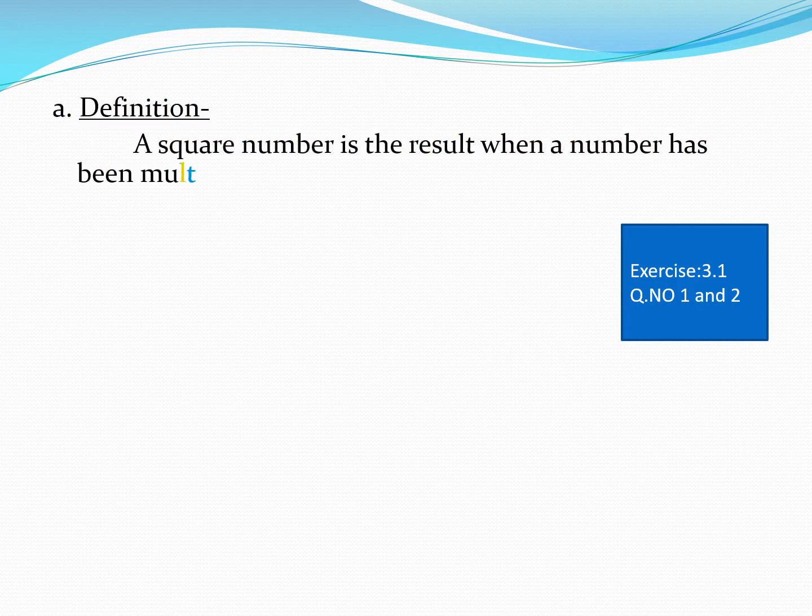When you read the definition, it is given as: a square number is the result when a number has been multiplied by itself. In simple terms, it means that the product or answer that we will get when we multiply a number twice is the square number of that particular given number. This we can explain using some examples.